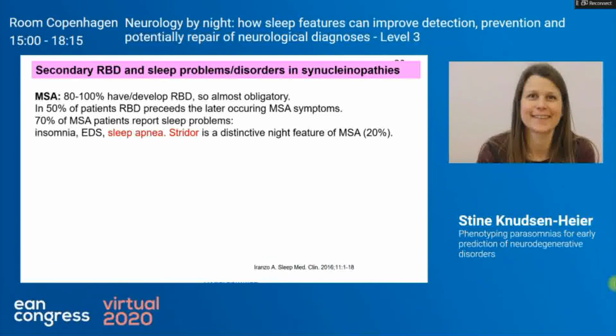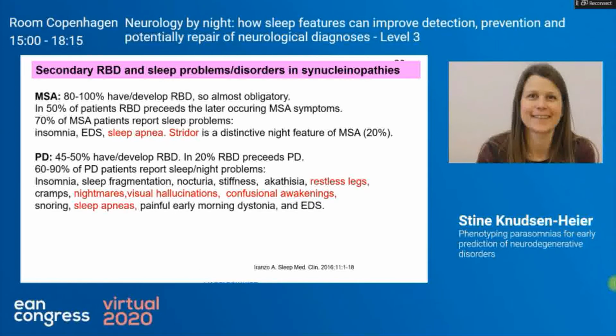Now moving on to secondary RBD and sleep problems or disorders in the synucleinopathies. In MSA, RBD is almost obligatory. About 100% of the patients have RBD, either as a first symptom or it occurs after the remaining MSA symptoms. They also have other sleep problems like insomnia and excessive daytime sleepiness, and then also sleep apnea and stridor. Those highlighted in red are the ones that can be RBD mimics.